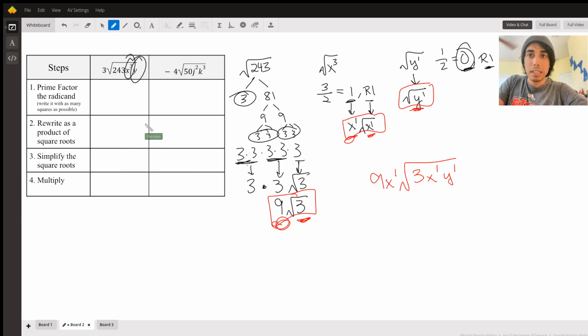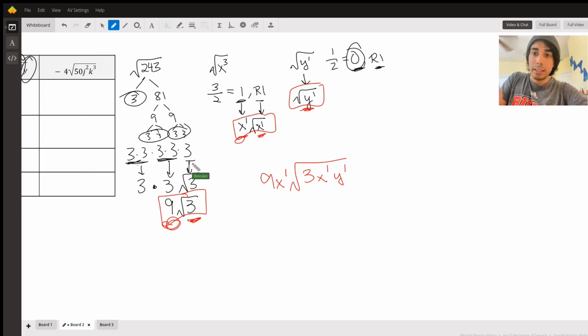And then last but not least, don't forget, that 3 that was already there, we're going to multiply it by what's on the outside. So that 3, we're going to multiply it by what's on the outside. So we're going to make that a 27x to the 1 root 3x to the 1 y to the 1. All right. And that is going to be your answer.